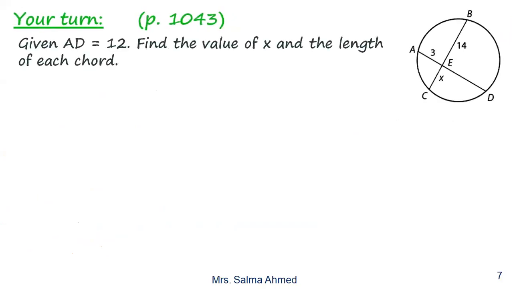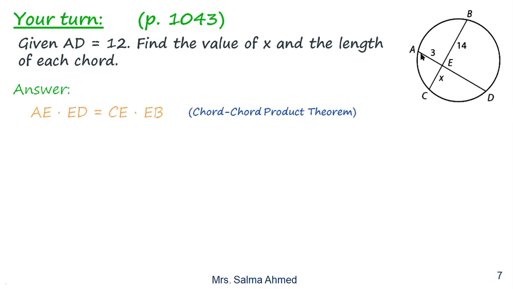Another example: given AD equals 12, so here I know one whole chord, which is AD, and all of it equals 12. Find the value of X and the length of each chord. So I'm going to apply the chord-chord product theorem. AE times ED equals CE times EB.